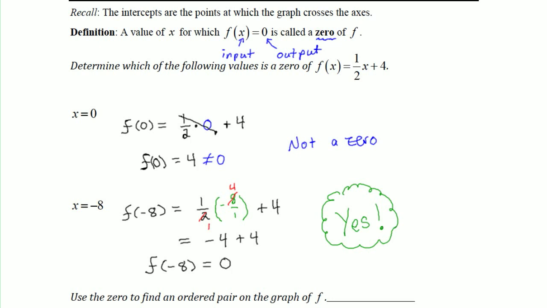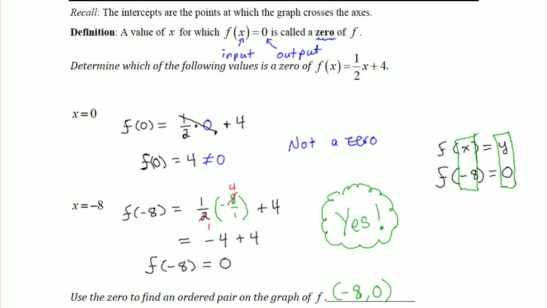Furthermore, we're then asked to find an ordered pair on the graph of f that's based on this 0. So if we go back to the statement that f of -8 is equal to 0, and keep in mind that this is following the standard format f of x equals y, then we can do a little mapping here and say, okay, it looks like -8 would be a value of x and 0 would be a value of y, so my ordered pair would be -8, 0.